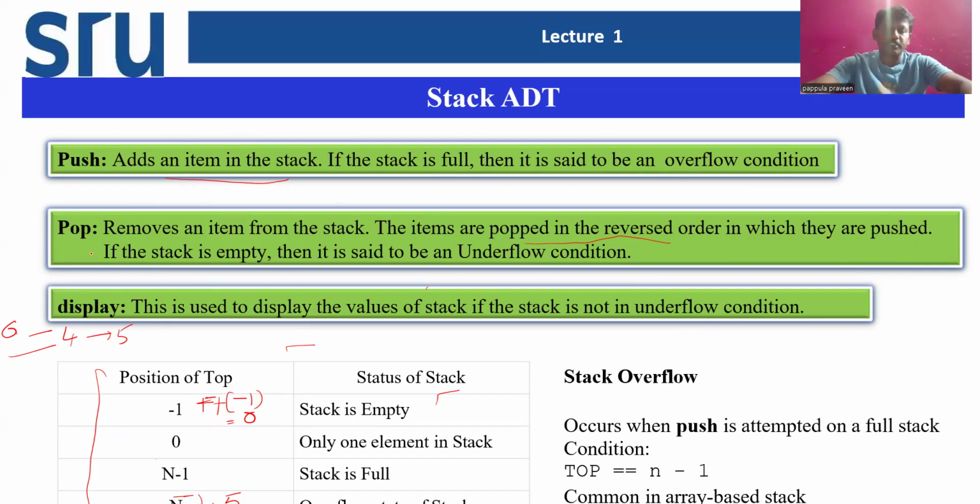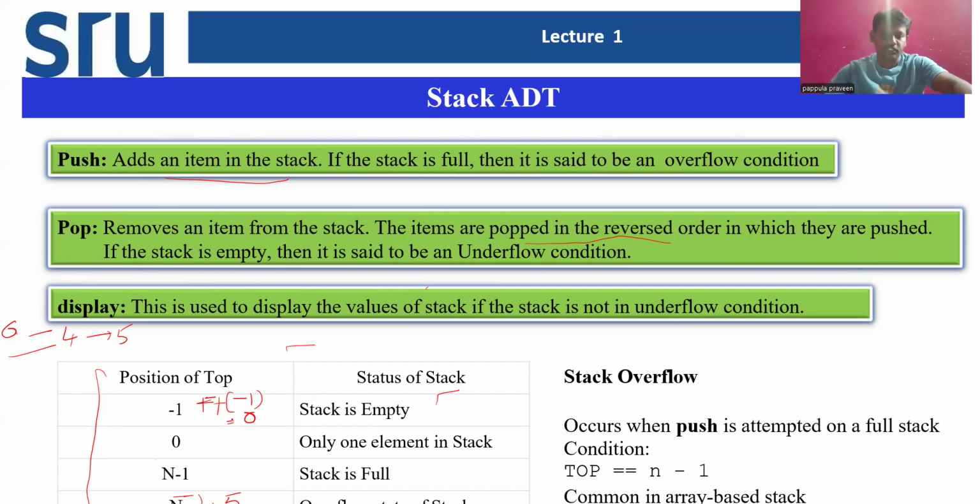Now the display operation is used to display the values of the stack if the stack is not in underflow condition. Underflow condition means if top equal to minus 1, your stack is underflow. If top equal to n minus 1, your stack is overflow. Overflow, there is no possibility to insert a new element. Underflow, now there are no elements in the stack. That is called the empty stack.